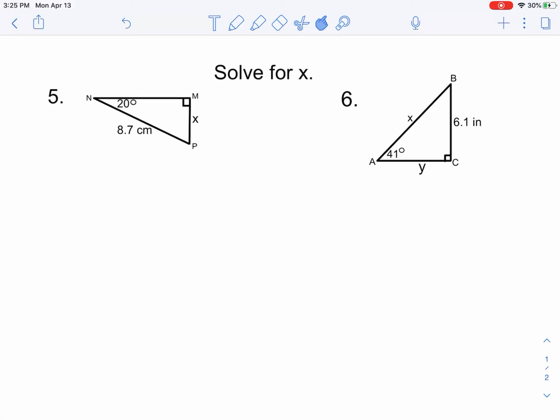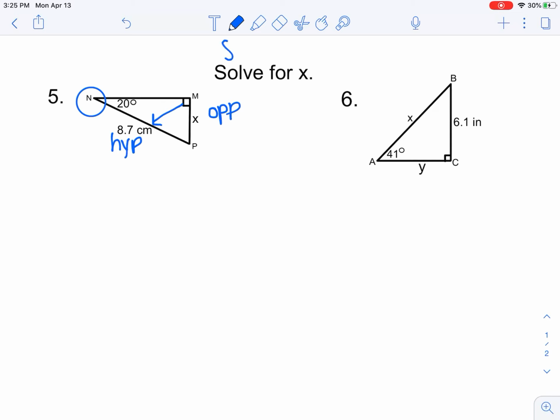Okay, up next we're going to use these triangles to solve for x. So notice that in each triangle we are given an acute angle. So number 5, we are given angle N. So if that's the angle that we're focused on, I can see that across from angle N, we are trying to find that side, which is x, and that would be our opposite side. Then we are also given the side across from our right angle, 8.7, so that would be our hypotenuse.